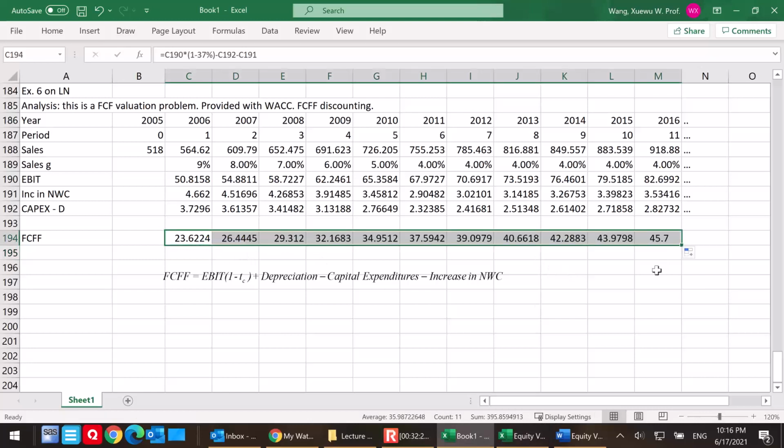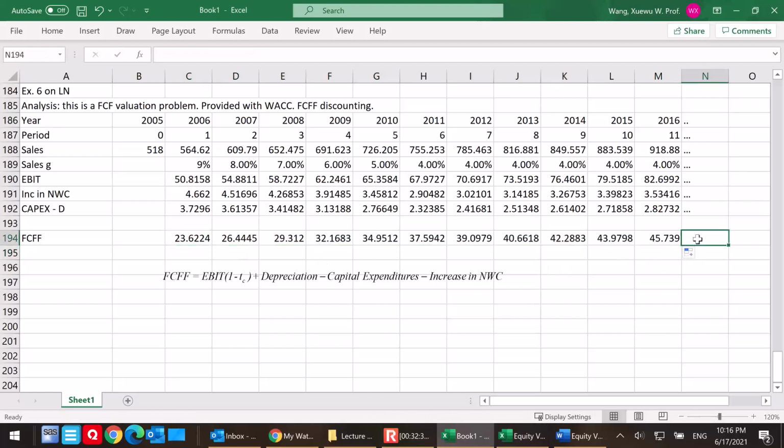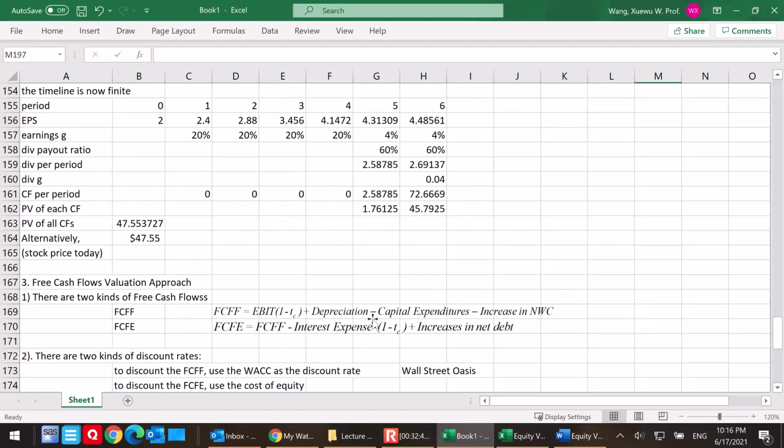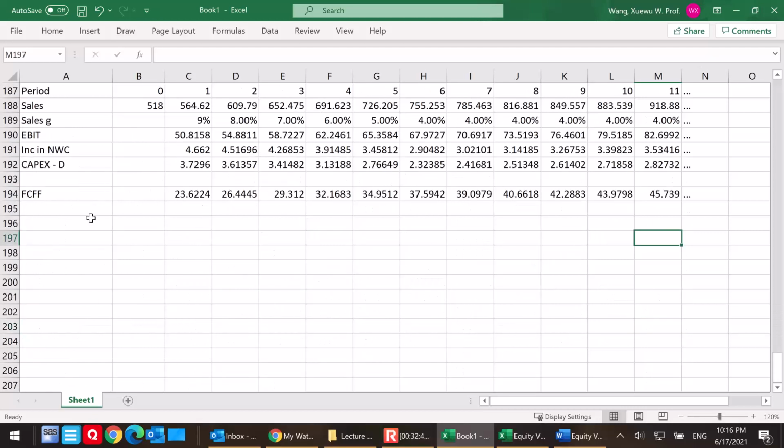Now I can copy this across, and I get the free cash flows to the firm in all the future years. I'm still dealing with the infinite horizon here. Now that I have all this, I can delete that. I just want to make sure we still have that definition. Okay, we do. So that's the free cash flow to the firm.